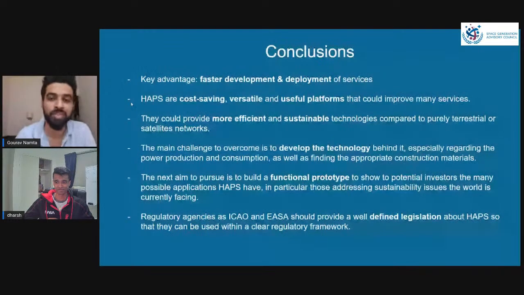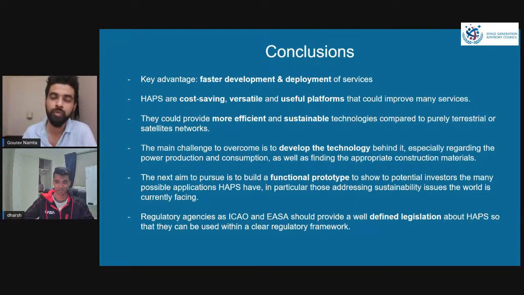Okay, then after going through the challenges, we want to conclude on a positive note. The key advantages of HAPS are that it's easier to deploy, it's cost saving, it's cheaper, and it's sustainable. We are not polluting the low Earth orbit.